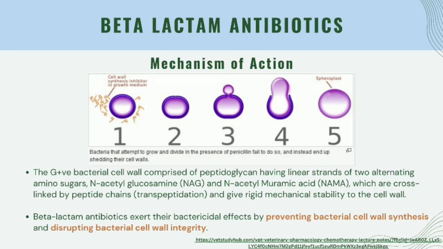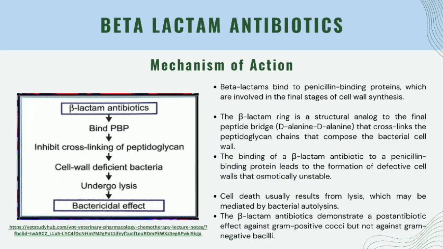Beta-lactam antibiotics, which include drugs like penicillin, work by disrupting the synthesis of the bacterial cell wall, thus compromising the integrity of the bacteria. They achieve this by binding to enzymes and proteins, notably the penicillin-binding proteins, which are crucial for the final steps of cell wall synthesis. The beta-lactam ring mimics the D-alanine structure in the peptidoglycan, inhibiting the cross-linking of peptidoglycan chains and leading to the creation of defective cell walls that cannot withstand osmotic pressure, resulting in bacterial lysis and death.